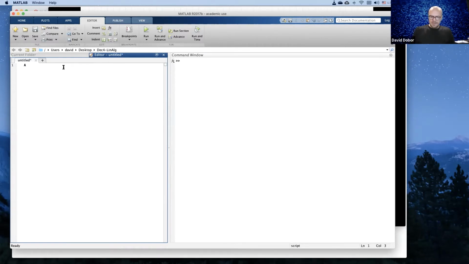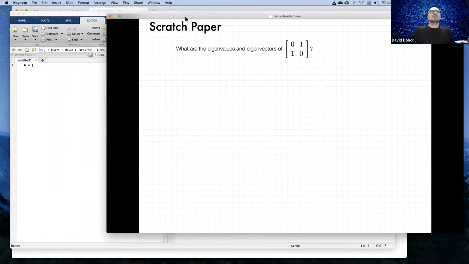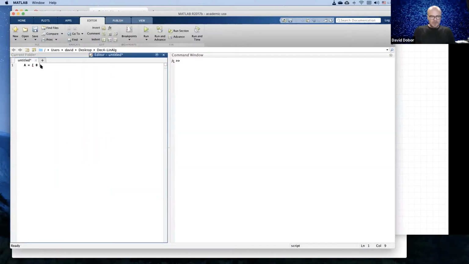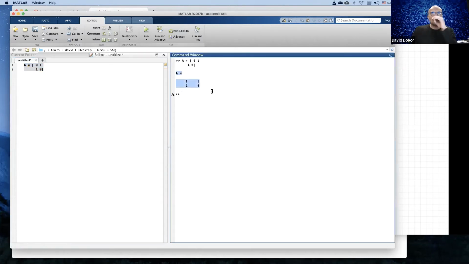So my A is going to be a matrix. What did we have? Oh, you guys don't see this, right? We can see the Matlab window. Okay, so my matrix was 0, 1, I think 1, 0. That's my matrix, right? Let me just run that. So here's my matrix A. I can run it at the command prompt.